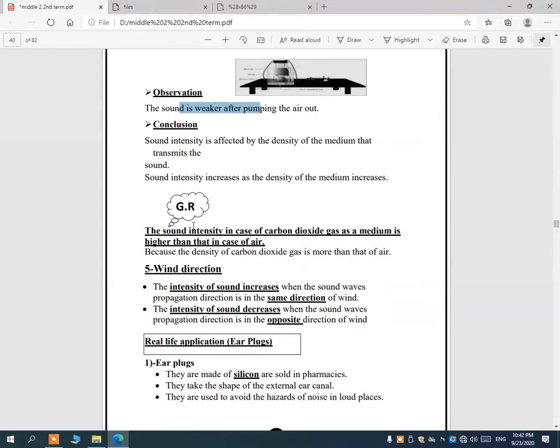That's why the sound intensity in the case of carbon dioxide gas as a medium is higher than that in the case of air. Why? Because the density of carbon dioxide gas is more than that of air. Density of carbon dioxide more than the density of air. Factor number 5 is the wind direction.